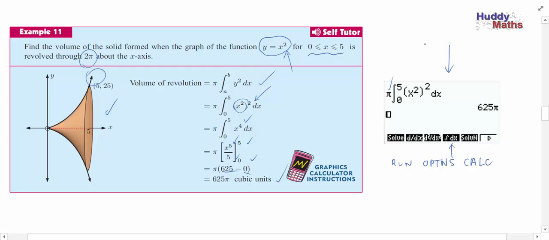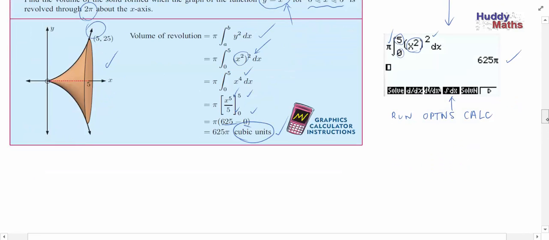We put pi out the front. And then these will be squares that you put the function into, and then square it. Okay. And if you do that, we get 625 pi. The same answer, of course. And we should put down here that it's cubic units. Whatever the units are on the x-axis, that's the unit that we would have as our cube for the volume, or cubing that for the volume.